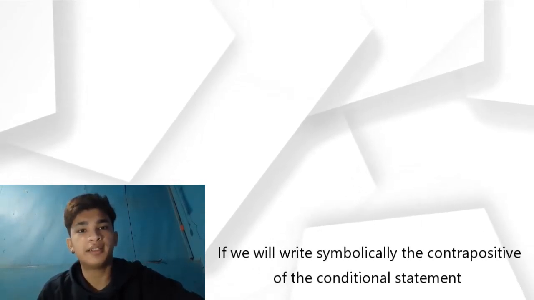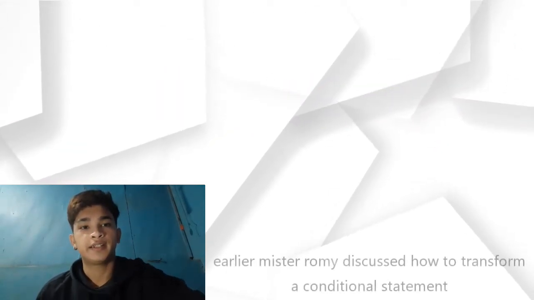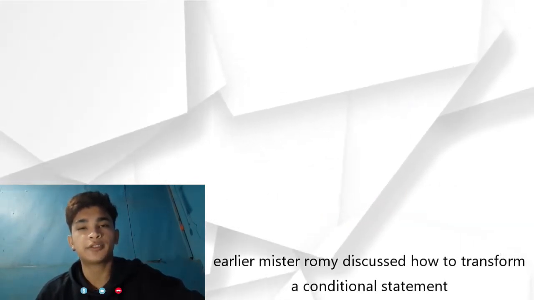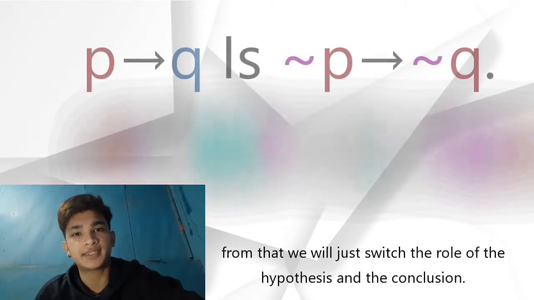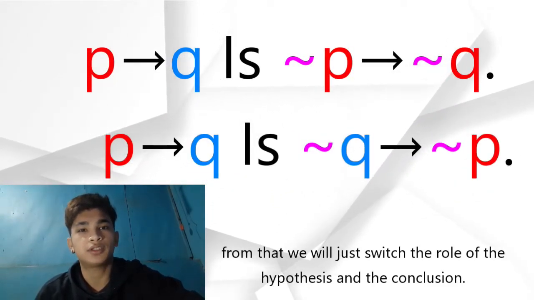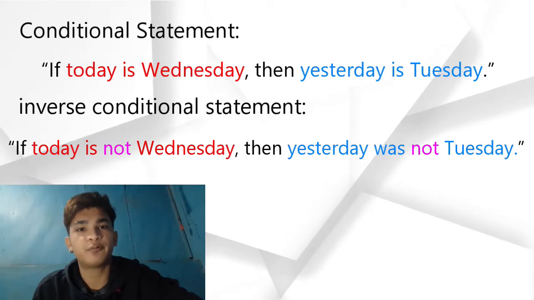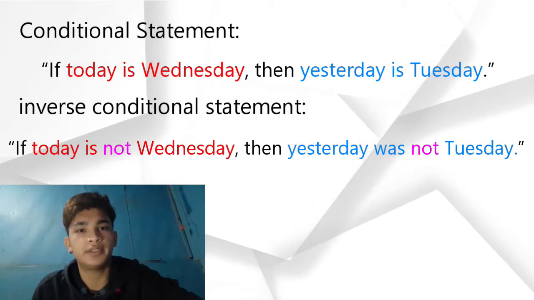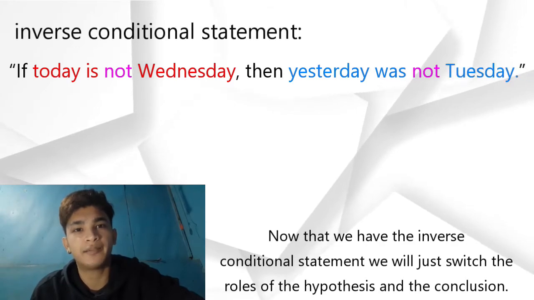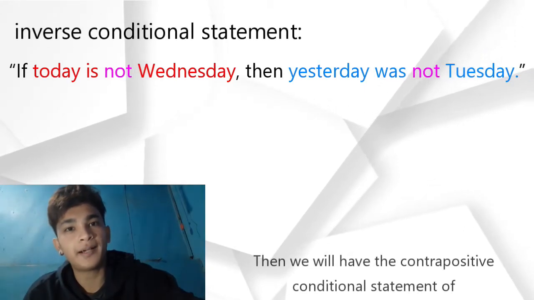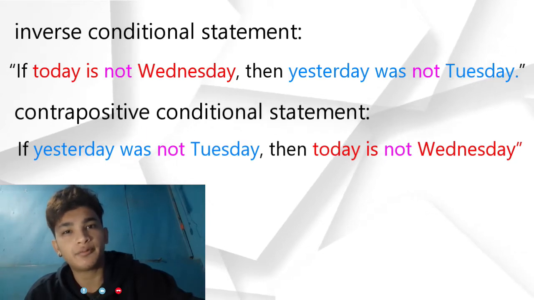If we will write symbolically the contrapositive of a conditional statement, it will be like what you see on the screen. Earlier, Mr. Romy discussed how to transform a conditional statement to inverse conditional statement. From that, we will just switch the roles of the hypothesis and the conclusion. If we converted the statement into inverse, it will be if today is not Wednesday, then yesterday was not Tuesday. Now that we have the inverse conditional statement, we will just switch the roles of the hypothesis and the conclusion. Then, we will have the contrapositive conditional statement: if yesterday was not Tuesday, then today is not Wednesday.